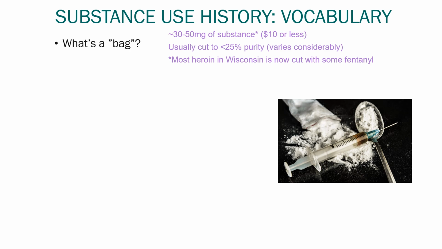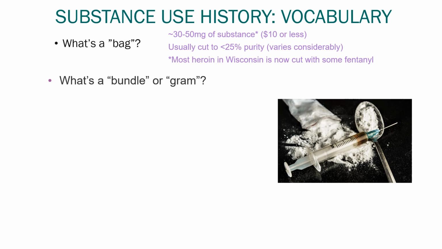Most of the street level heroin that you see across the US is less than 25% purity, although it's highly variable. Some is fentanyl adulterated and some can be extremely pure because we have an inherently unsafe drug supply, so it's really hard to say. But they're using 30 to 50 milligrams of a substance when they say they're using a bag.